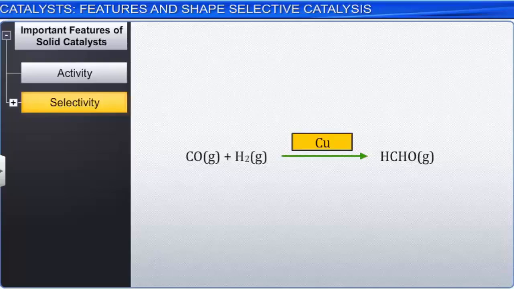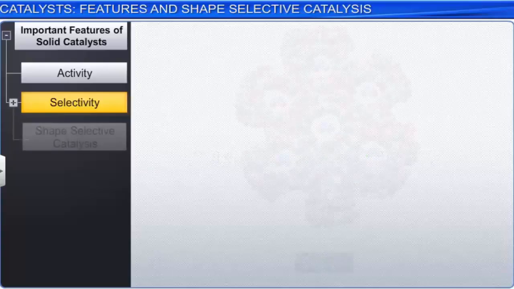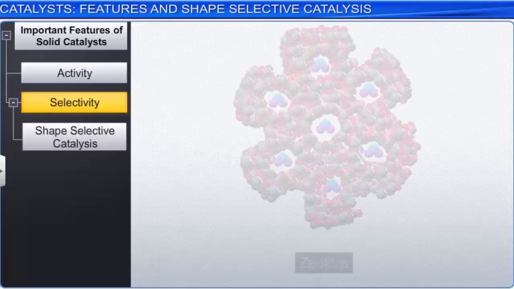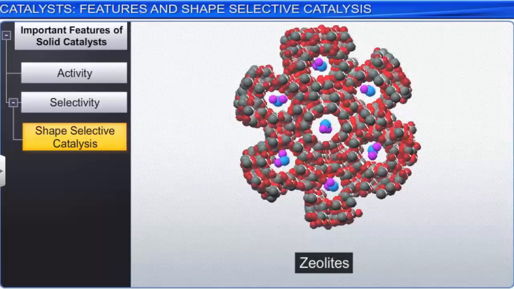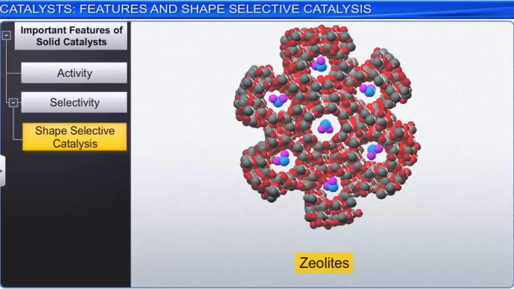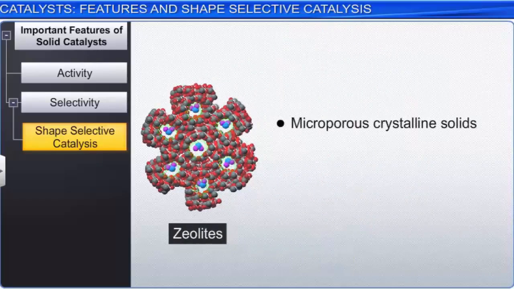Let us now learn about another important class of reaction, shape-selective catalysis. The catalytic reaction that depends upon the structure of the pores of a catalyst and the size of the reactant and product molecules is called shape-selective catalysis. An important category of compounds that have the ability to act as good shape-selective catalysts are zeolites. They are microporous crystalline solids and possess well-defined honeycomb-like structures.